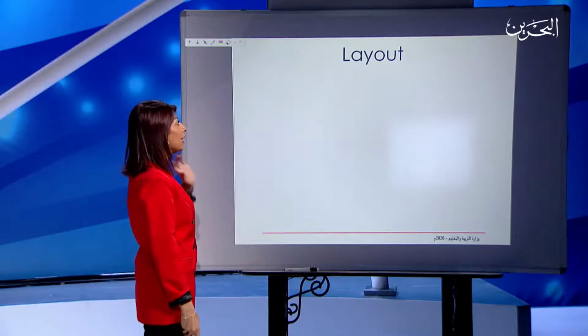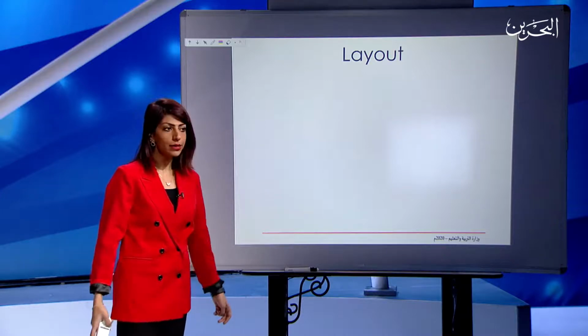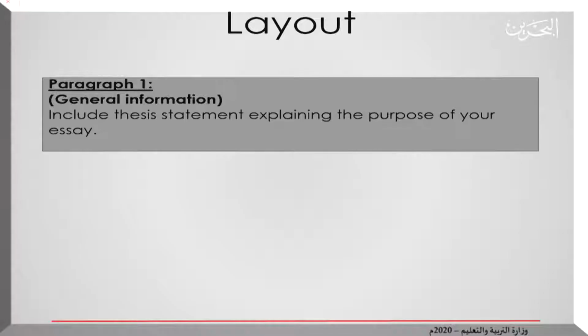Now let's move to the layout of writing an evaluation essay. This is very important. Let's write down some points together. Starting with the first paragraph, we're going to talk about general information. Include thesis statements explaining the purpose of your essay. For example, you're going to write about a historical place, a historical tourist attraction, and here you have to explain in general what is the purpose of choosing this place.